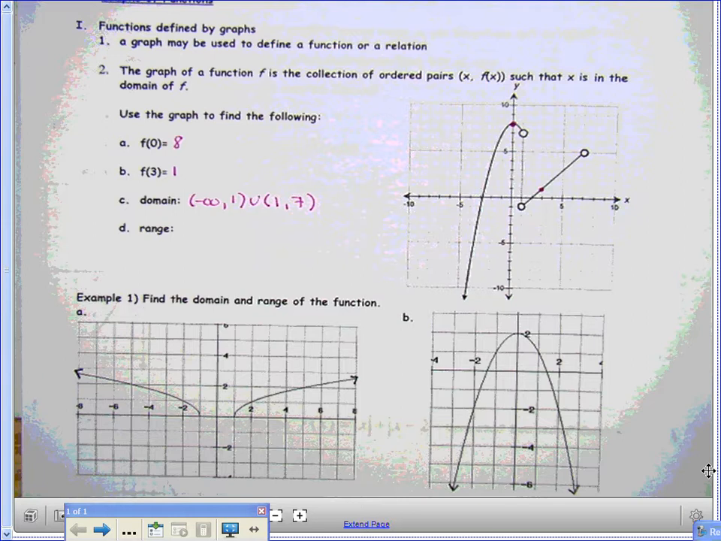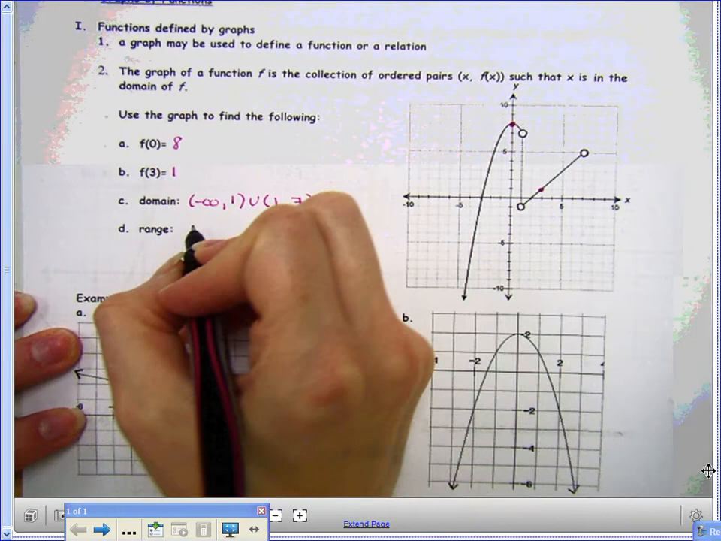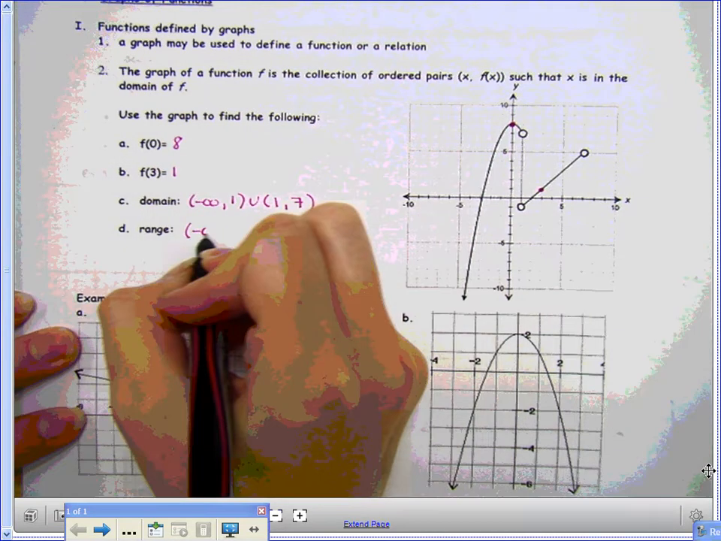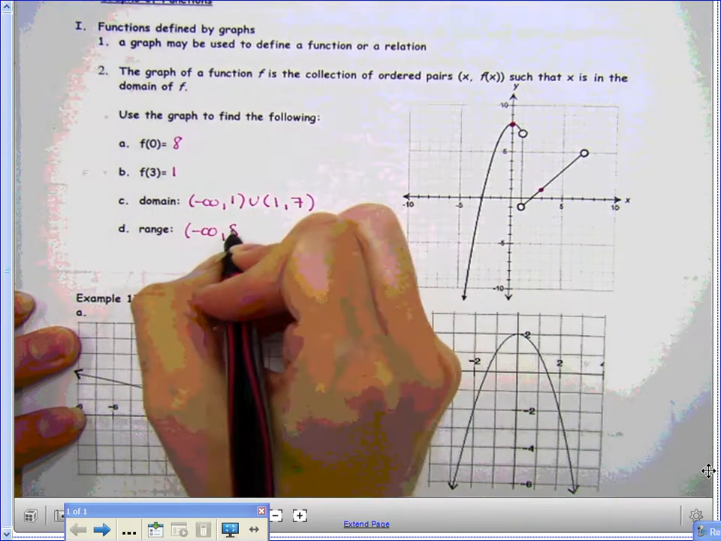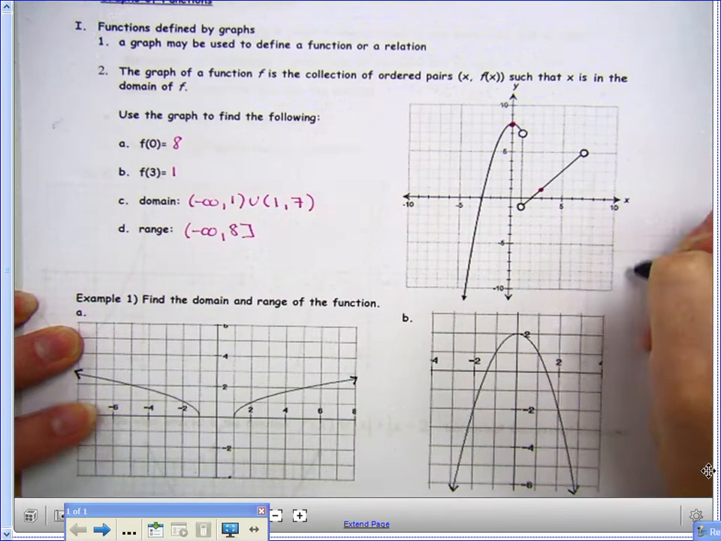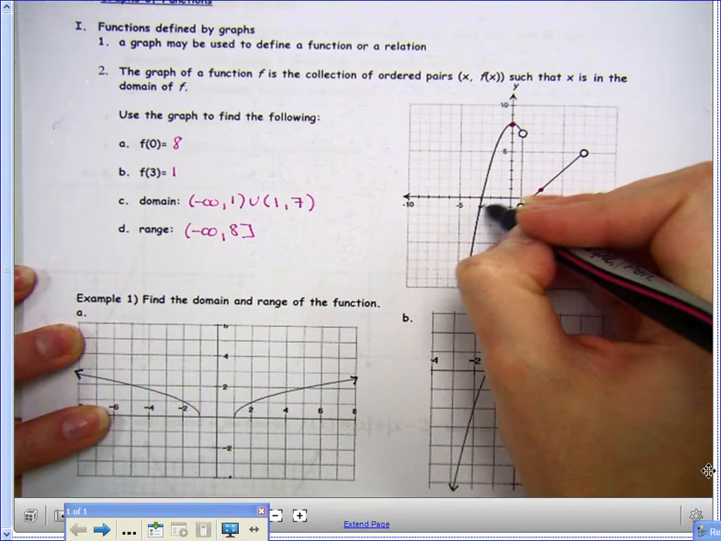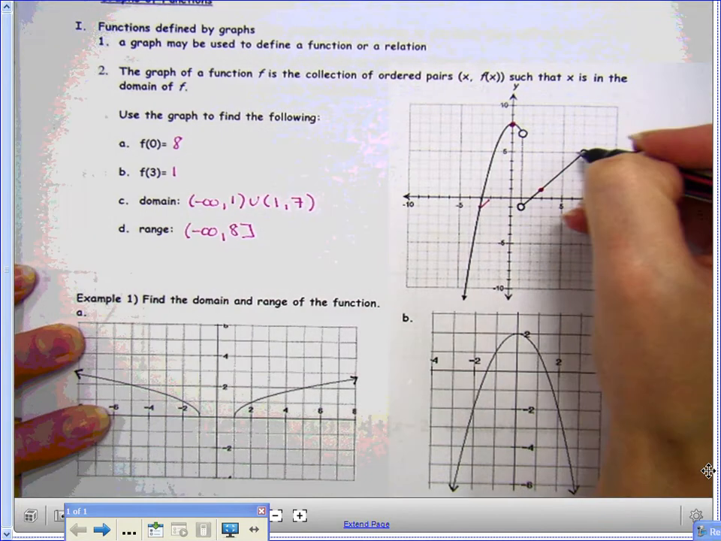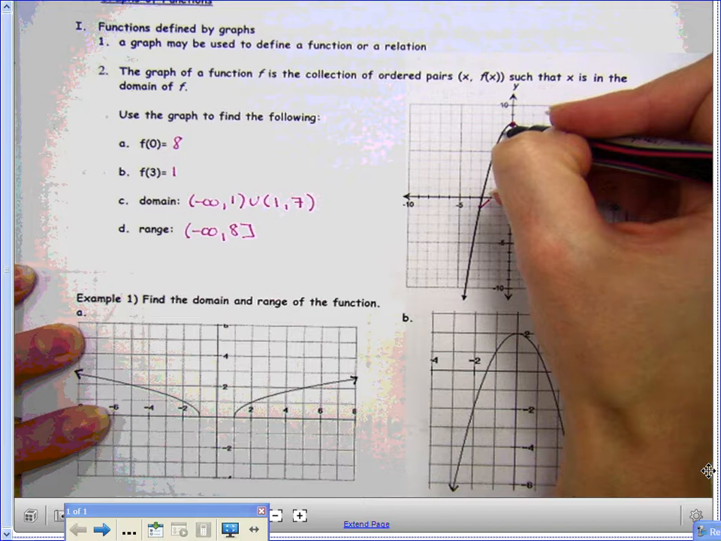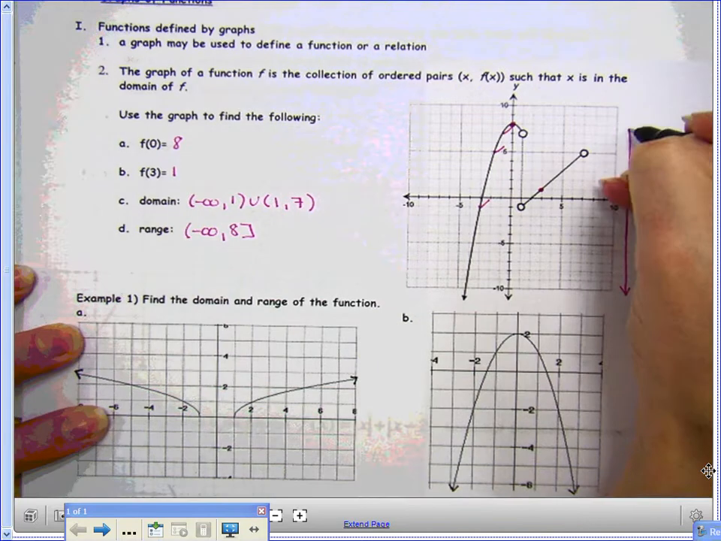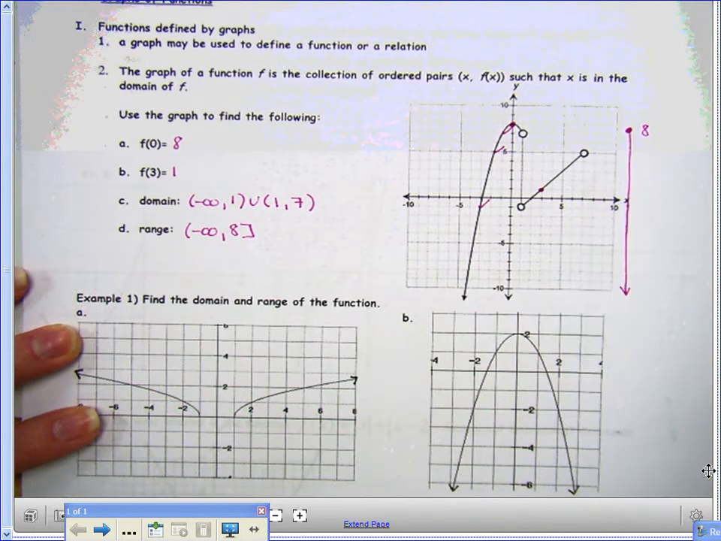So then, does anyone want to give me the range for this? Parentheses, negative infinity, comma, 8. Good, because our graph is going all the way down from infinity. Here we have an open circle, but that y value is taken care of there. This y value is taken care of here, and this one's taken care of right there. So we're going all the way up to 8 and stopping. So that would be our range.